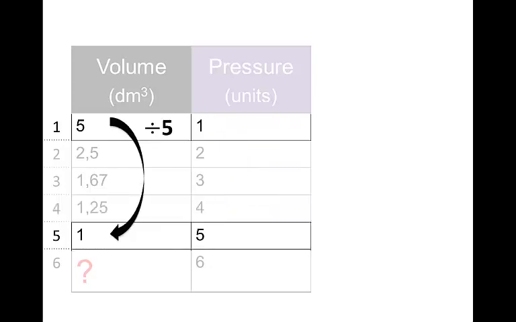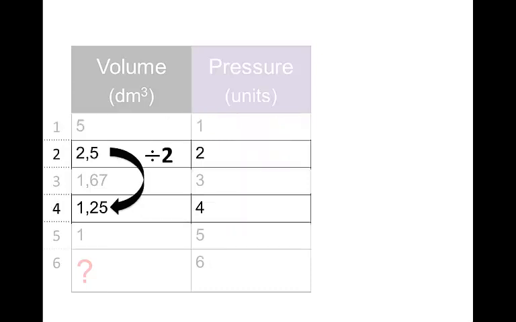We've decreased the volume 5 times. In other words, 5 divided by 5 gives us 1. And as a result, the pressure has increased 5 times. 1 times 5 equals 5. We don't always have to compare with the first line of data. For example, we could compare any two lines, let's say the second and the fourth.